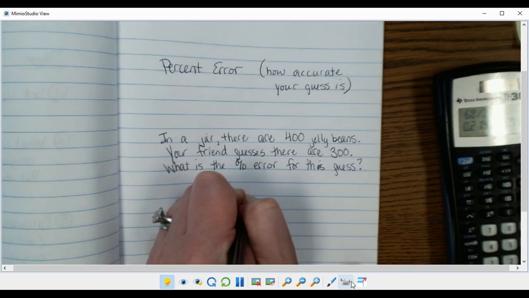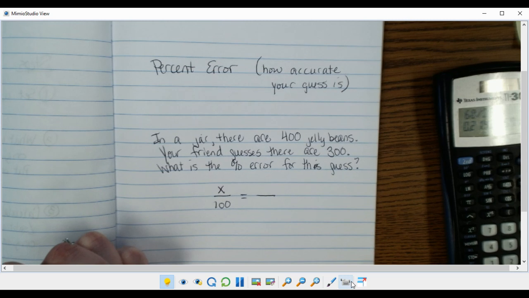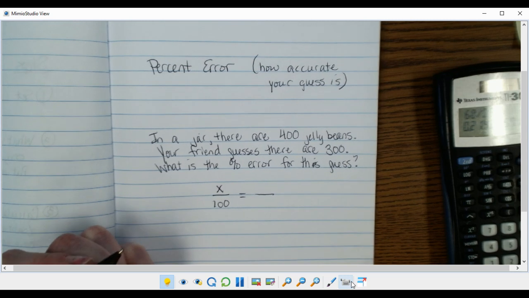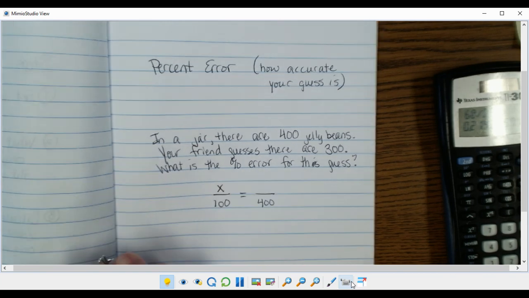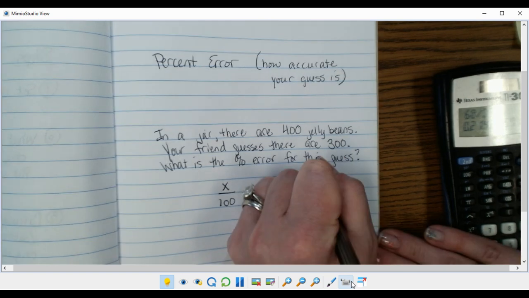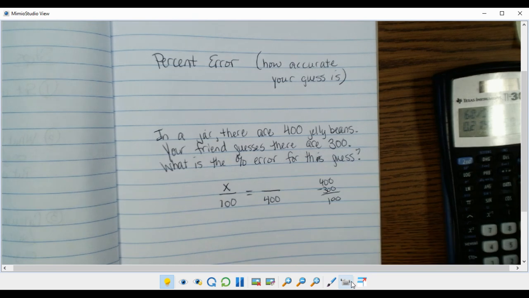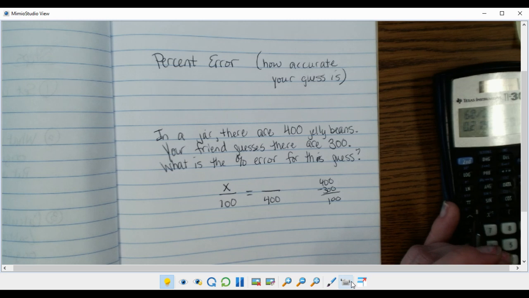Well, we set it up the same way. Line equals line, 100 on the bottom, X for the percent. What's the original or the total or the true accurate number? 400. What's the difference or the amount this guess was wrong by? I know most of you would never ever write out 400 minus 300. It's okay. This guess was off by 100.